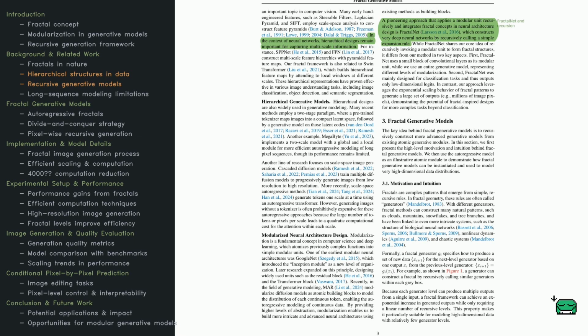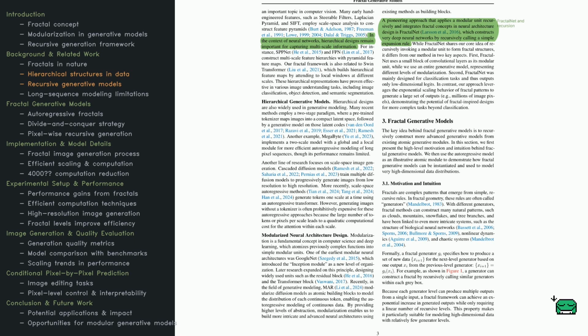Generative models benefit from hierarchies too. Some models compress an image into a lower dimensional latent space before refining details. Others, like Megabyte, combine local and global components to balance speed with accuracy. And diffusion models build up images progressively, starting with coarse details and getting finer over time.